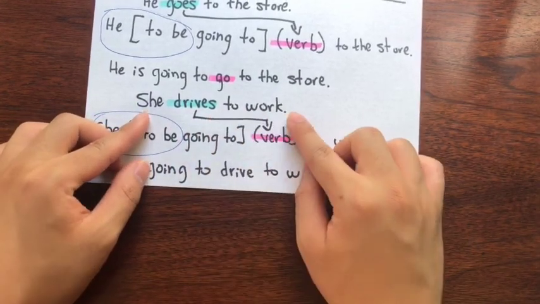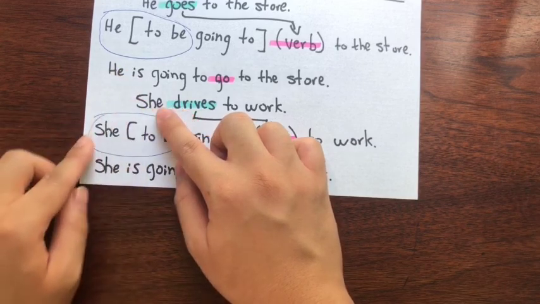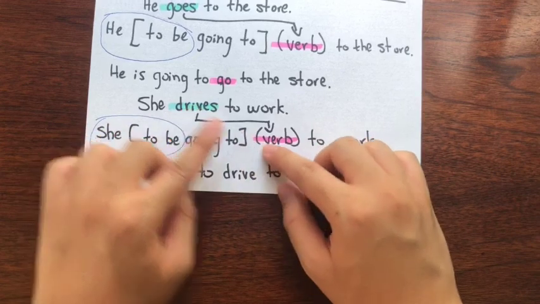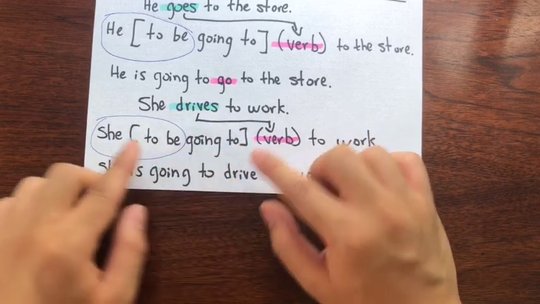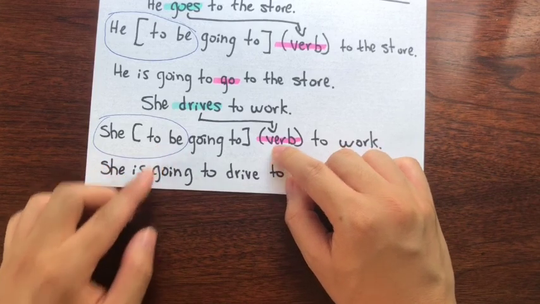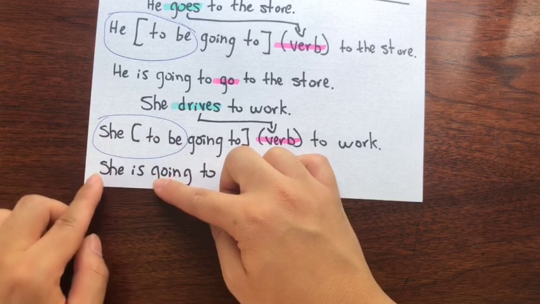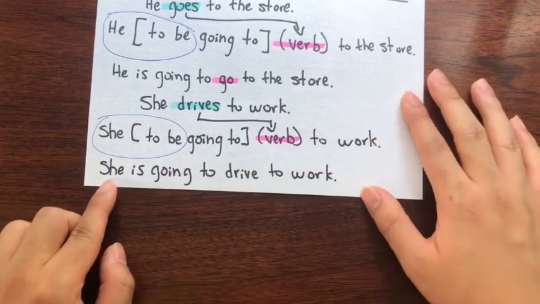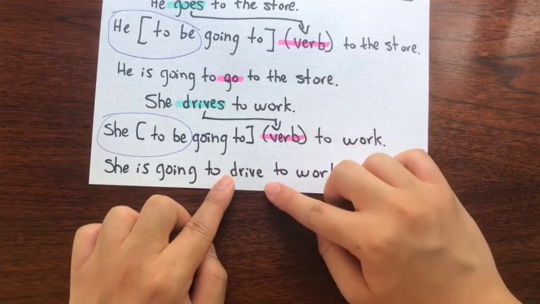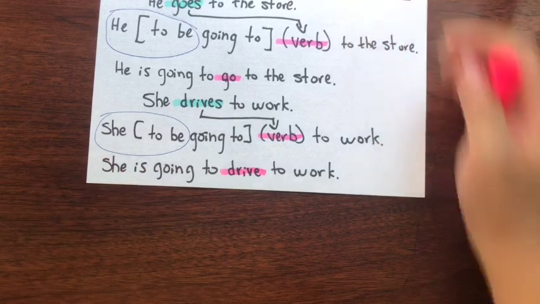She drives to work. Okay? So, we have she, and then we have the verb, which is drive. In front of the verb, we write to be going to, before the verb. Okay? She, to be. So, we turn she to be to she is. She is going to the verb drive. She is going to drive to work.